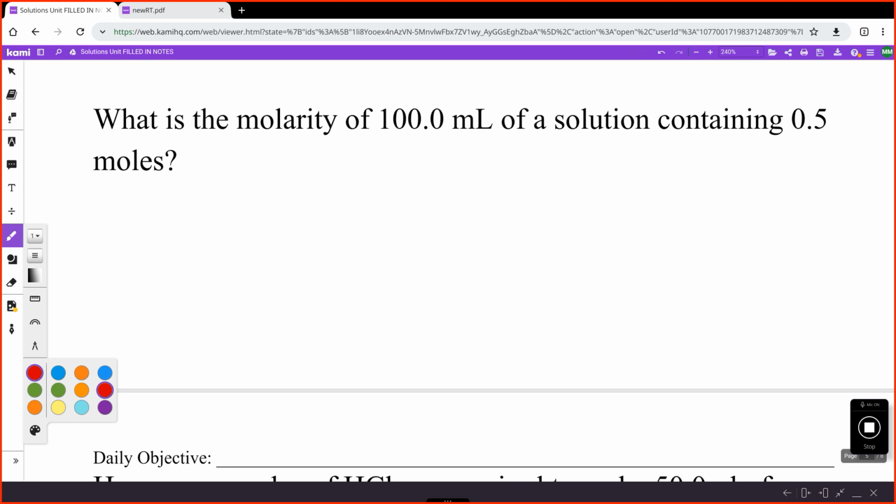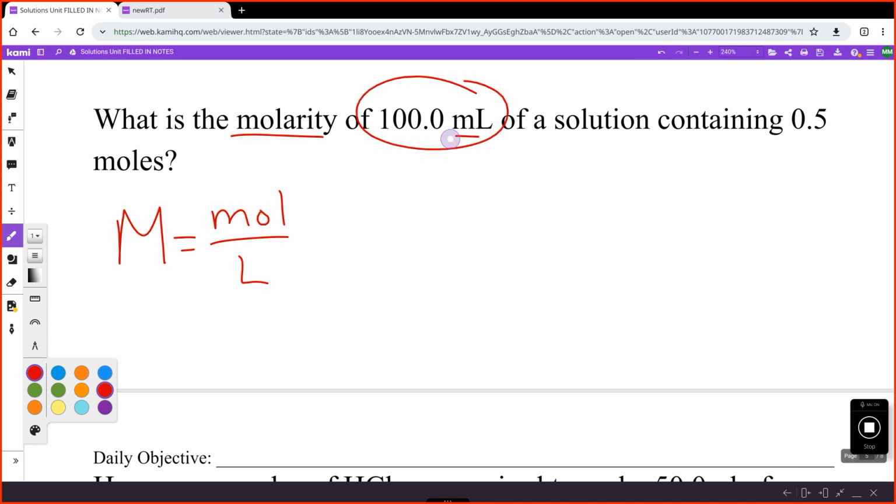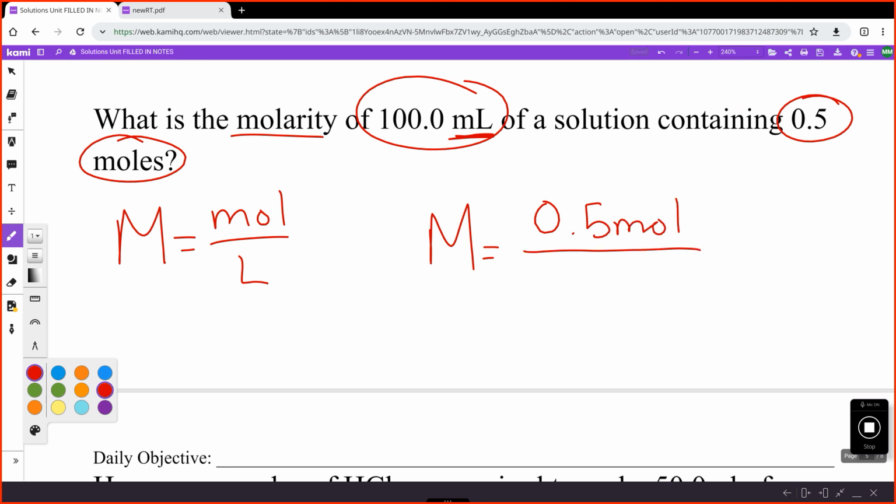Similarly, here's another simple version of this question with one extra step. Molarity equals moles over liters. What is the molarity of 100 milliliters if it has 0.5 moles? So it's simple in the sense that we're just plugging stuff in. We know we're looking for big M, that's molarity. We know that we have 0.5 moles. That's our numerator. The denominator has to be in liters.